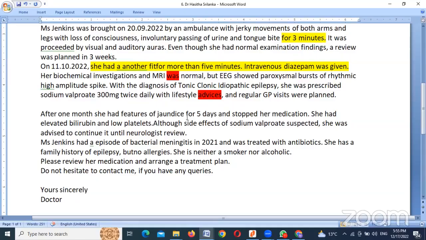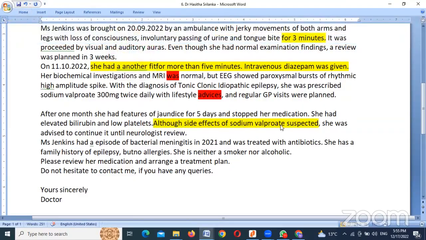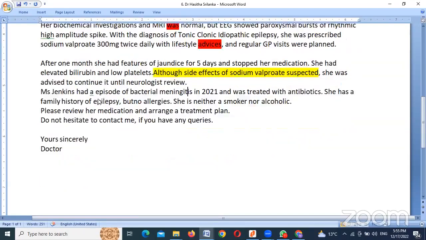She had features of jaundice for 5 days and stopped her medication. She had elevated bilirubin and low platelets, although our side effects are suspected. So here we need some helping verb. Okay, this part is wrong grammatically. She was advised to continue it until neurological review. Jessica had episodes treated with antibiotics. She has no, these things we can even skip.